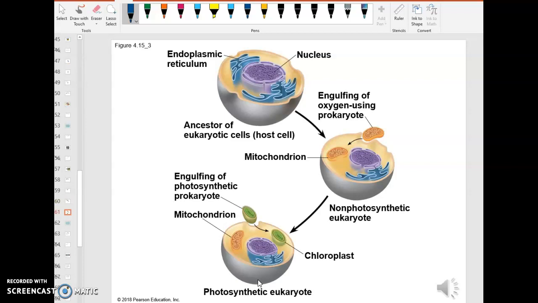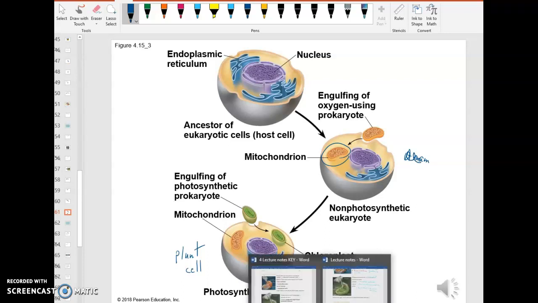Later, the cell is able to engulf a photosynthetic prokaryote, a prokaryote that's able to use the energy from the sun to make food energy. And so now we have, basically, this would be a plant cell, and this would be an animal cell. But having the mitochondria gave this cell a tremendous advantage. And I think that's it for this section.